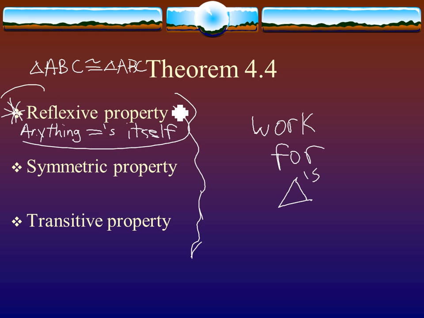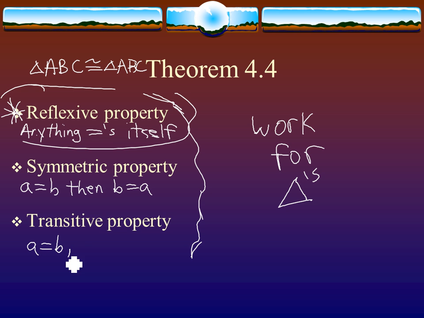We use this one a whole lot more than the other two, so I'm not going to put a whole lot of effort into the other two. Does anybody remember what the symmetric property says? Symmetric property says if A equals B, then what do you know? B equals A, it just turns it around. Transitive property says if A equals B and B equals C, then A has to equal C. So for triangles, it would say if triangle ABC equals triangle QRS, then triangle QRS equals triangle ABC. Just turn it around.